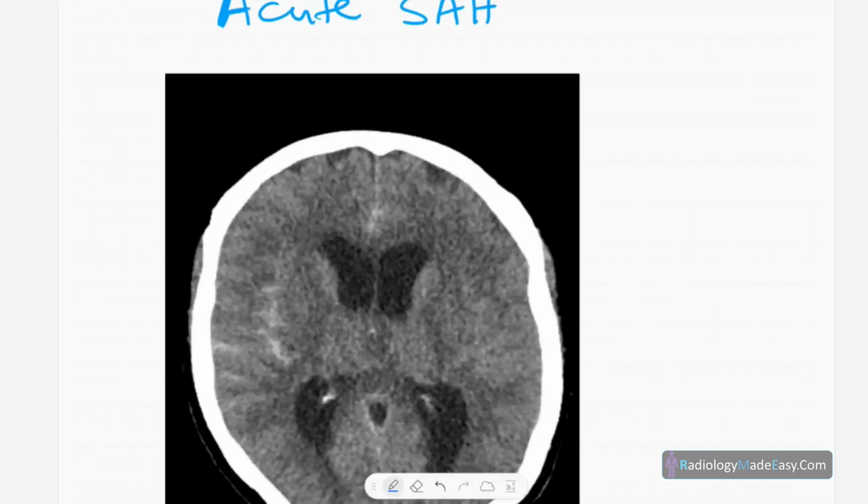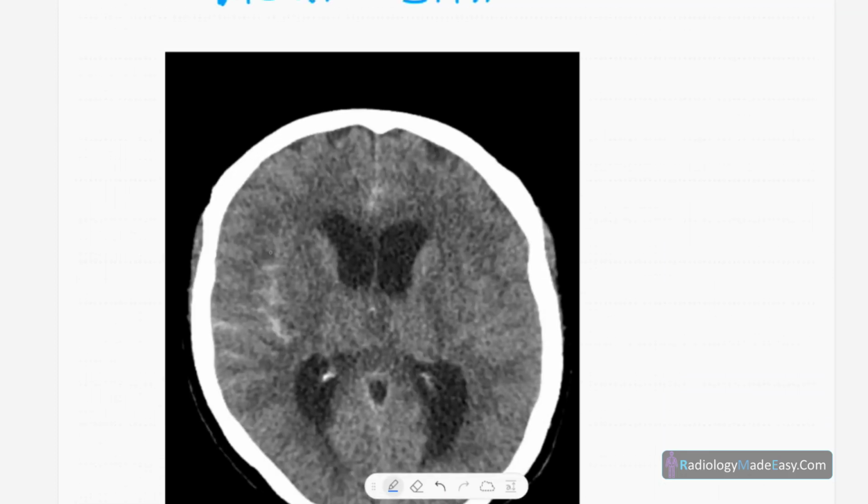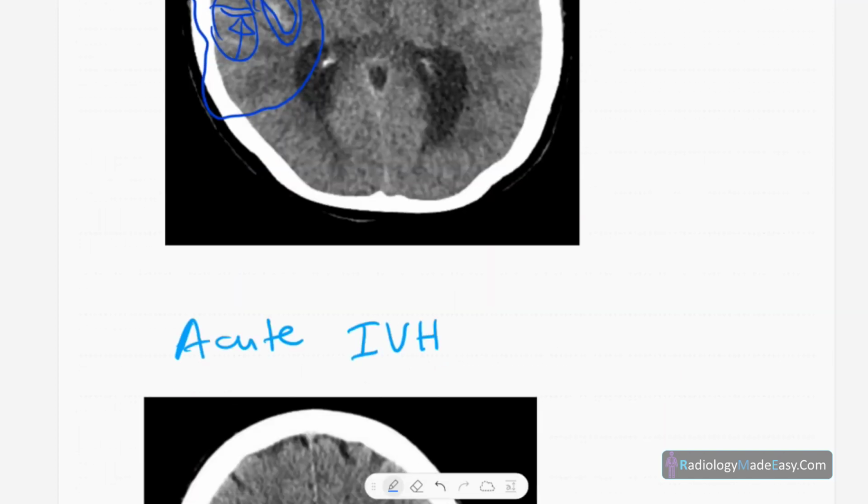The next thing is SAH. You can see the blood in the subarachnoid space. It is seeping into the sulci. Blood in the sulci, you can see. So it's an SAH. High attenuation means acute. So it's an acute SAH. These are the regions where blood is present.